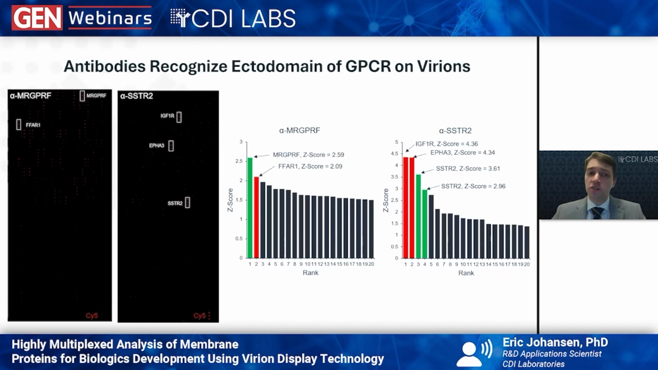For SSTR2, we also see a similar pattern, as was the case with ACR3, in that the top 2 hits were against unintended targets, IGF-1R and EphA3, but it was still able to recognize its intended target of SSTR2.